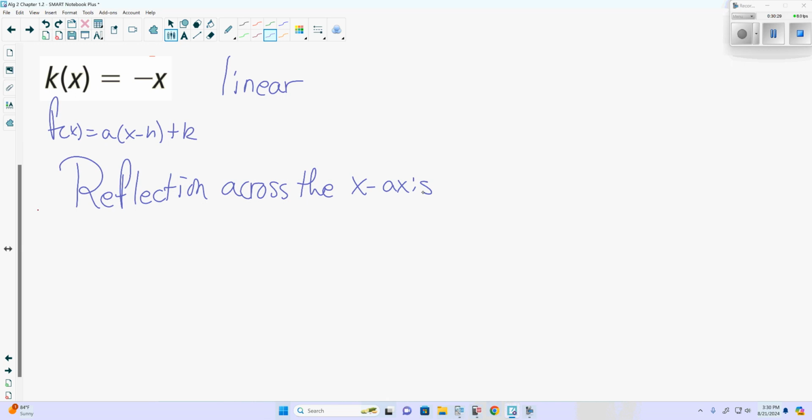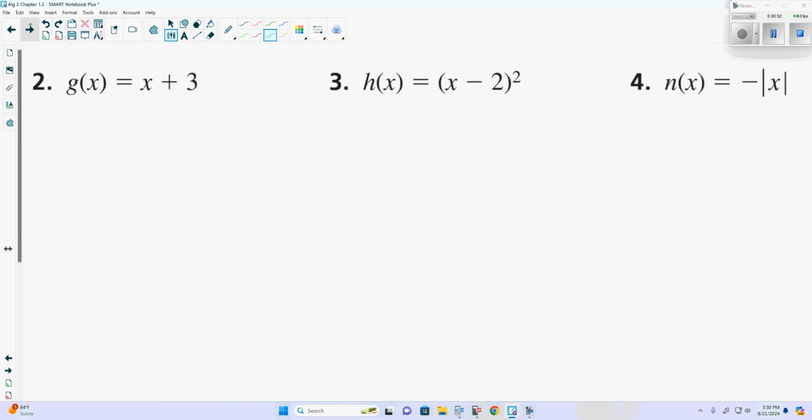Questions on this here? We have 3 more that we're going to do today, and we'll finish this tomorrow. Number 2, g of x equals x plus 3. That's the C. No. If the x wasn't there, if it was just g of x equals 3, then it would be constant.